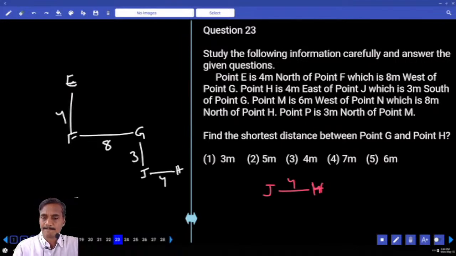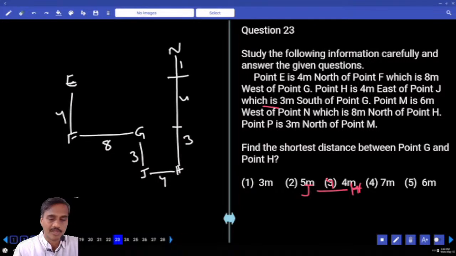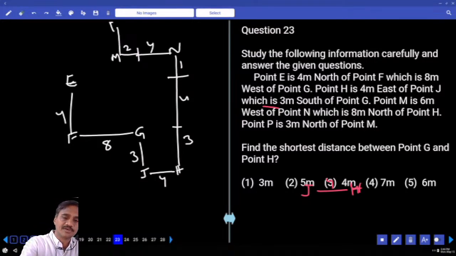M is 6 meters to the west of N. N is 8 meters to the north of H. Now up to here this is 3 plus 4, 7 plus 1, N is here. Now if N is here, then M is 6 meters to the west of N. 6 meters means this is 4 and 2 more. M is 6 meters to the west of N, and P is 3 meters to the north of N. Now again from here, P is to the north of N, the distance is 3 meters.